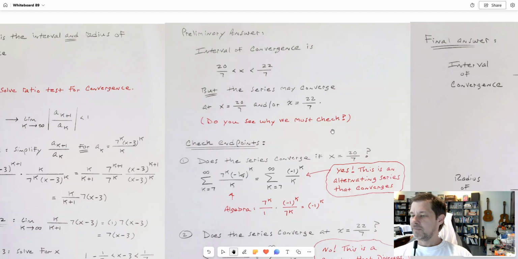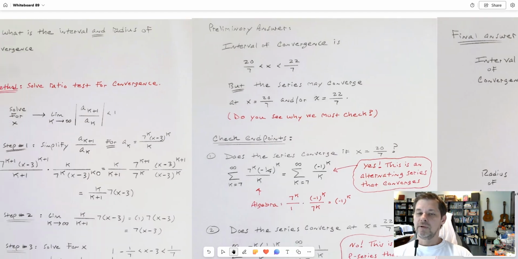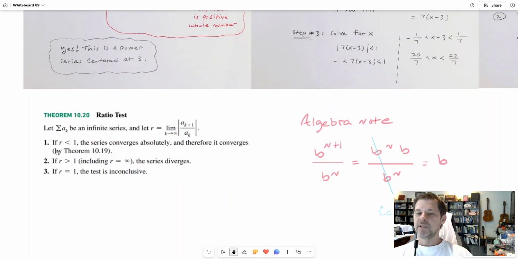Do you see why we have to check that? Well, we're setting up the ratio test so that the series we started with converges, and we're solving it backwards. Now, if that limit is less than 1, it'll converge. But what does it say if it's equal to 1? It says the test is inconclusive. What does that mean? It means the series could converge or not, and the test doesn't say.